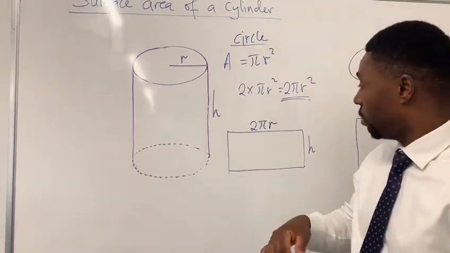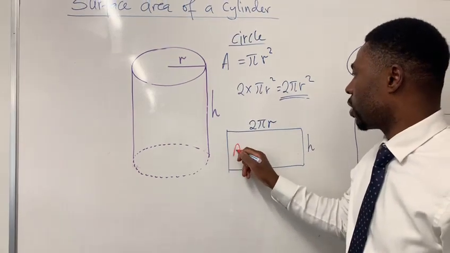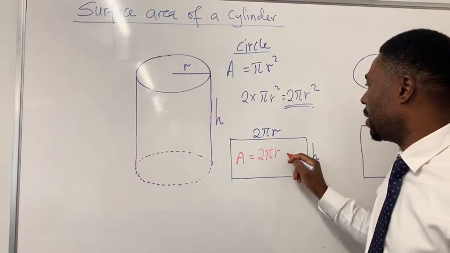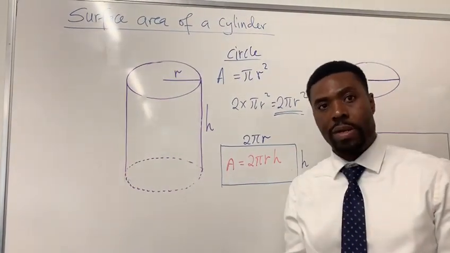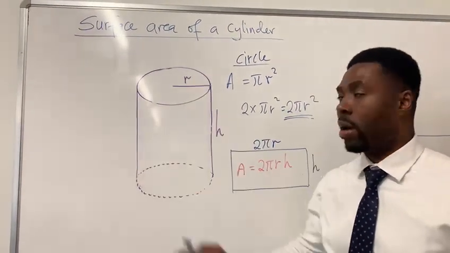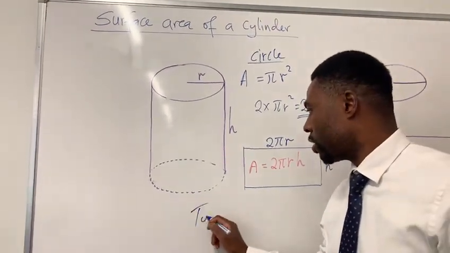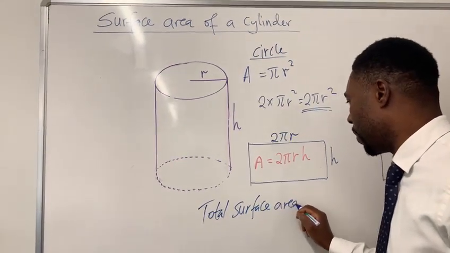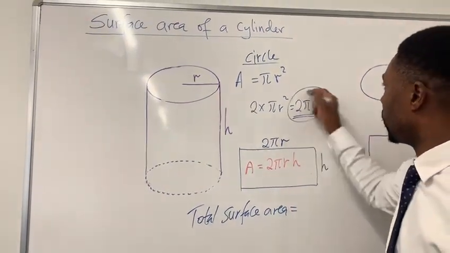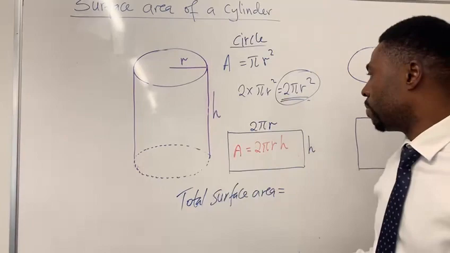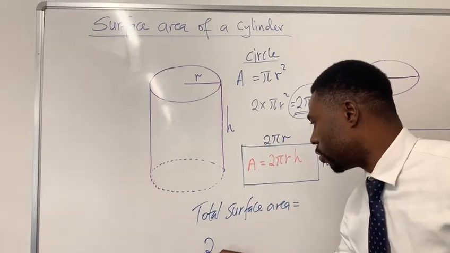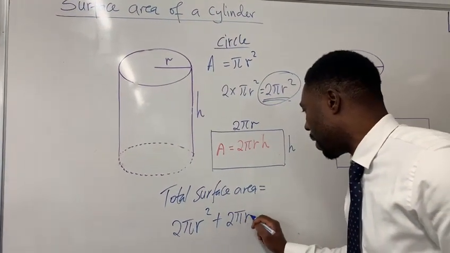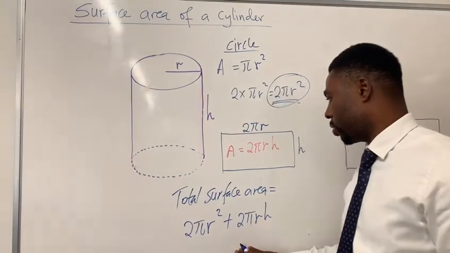Therefore, the area for this rectangle, which is given as the length times the width, is going to be 2 pi r times h. So all we've got to do now to find the total surface area of the cylinder is this: the total surface area will now be equal to the area of the circles plus the area of the rectangle. So we're going to have 2 pi r squared plus 2 pi r h. So this will be the total surface area.